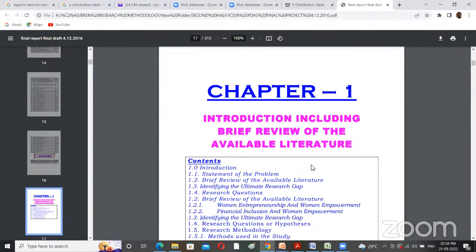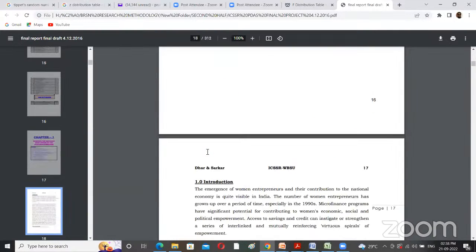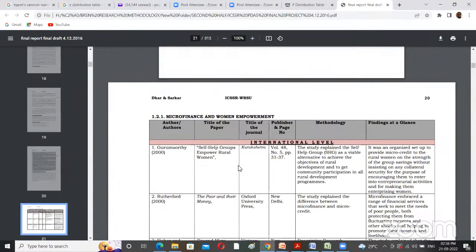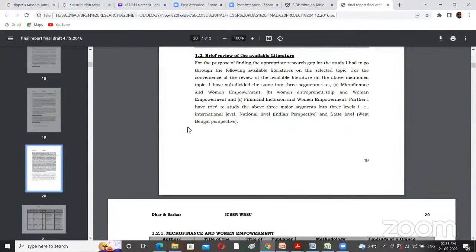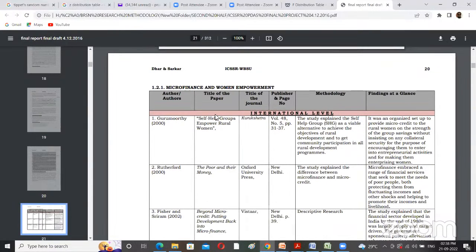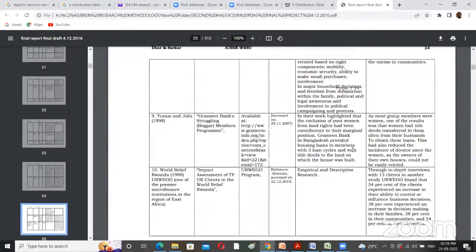And you see this is chapter 1, and at the front of the chapter you see this is the introduction, this is the statement of the problem. I am going straight to the literature review. And in the literature review, you see I have made it thematic. 1.2.1 is microfinance and women empowerment. And the style you see: author, title of the paper, title of the journal, publisher and page number, methodology, findings, again going in the same way, and then going to the next theme.